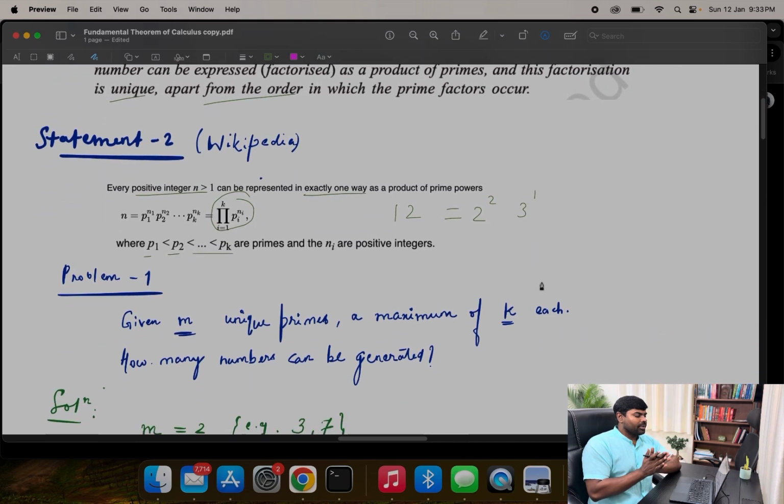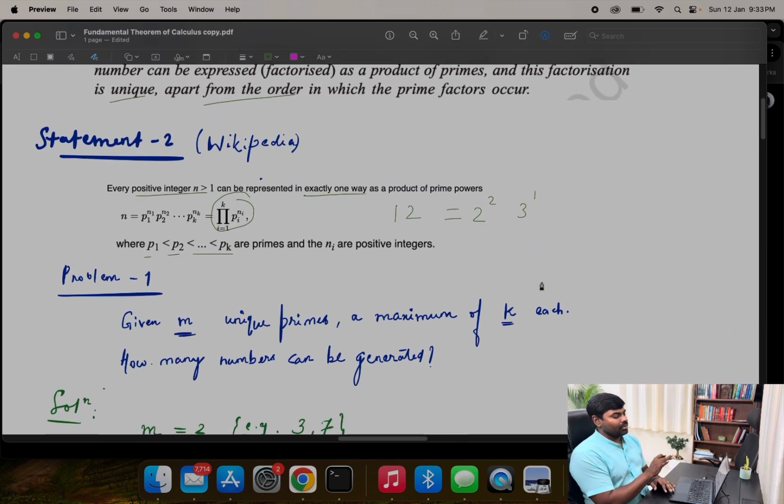First problem, you have been given m unique prime numbers and a maximum of k each. How many numbers can you generate, right? Why are we even talking about this? Like, what would this help us achieve? Well, it kind of tells you that if you have got a given set of ingredients, what all dishes can you make with this, right? If you're given a set of elements, which compounds can you create from it, right?